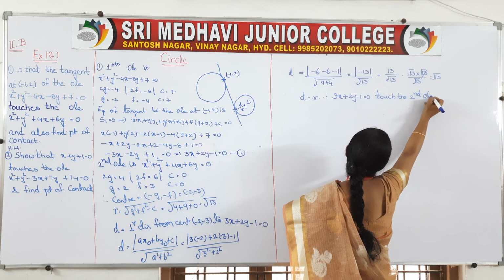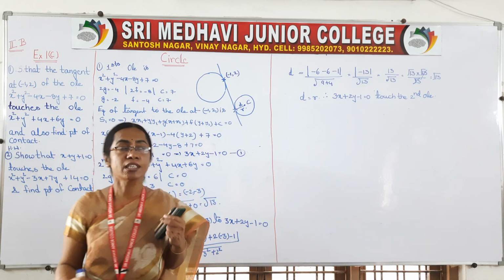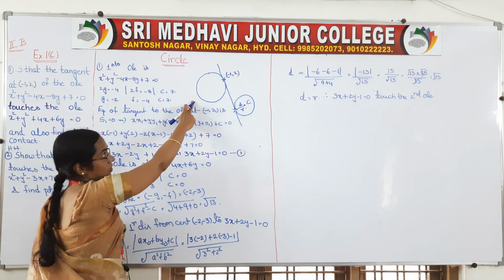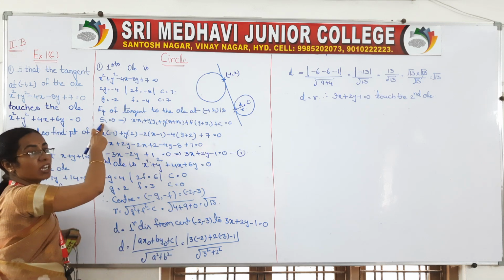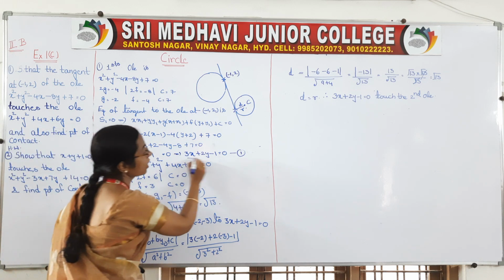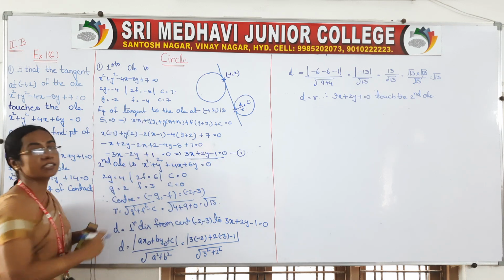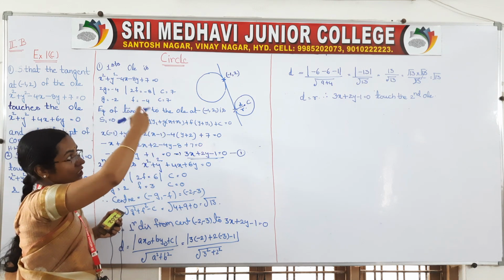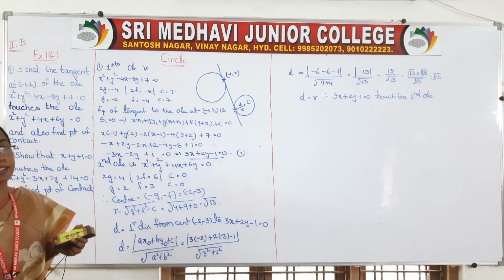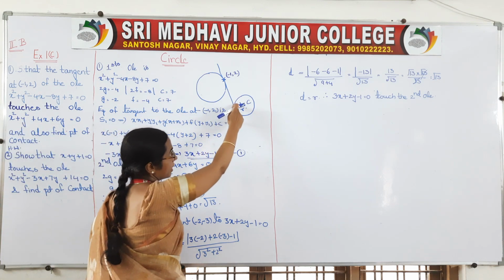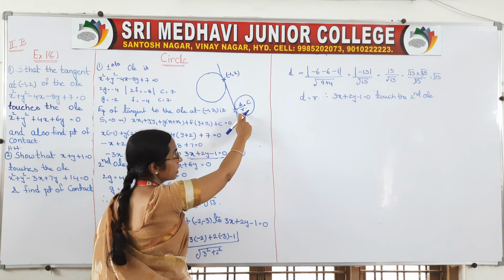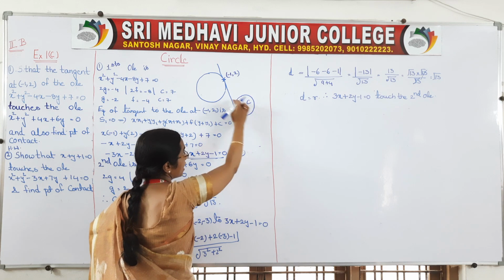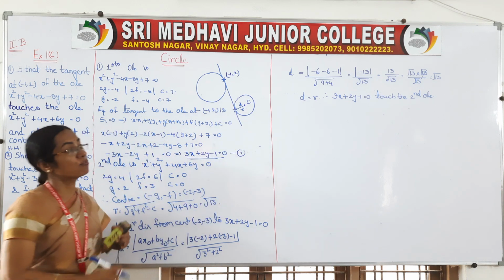We have to prove, to show that the tangent of the first circle touches the second circle. We have taken the tangent to the first circle by taking the formula S1 is equal to 0. We got the tangent of the first circle is this one. Then we have to prove that the tangent to the first circle touches the second circle. For that, the condition is D is equal to R, where R is the radius of the second circle and D is the perpendicular distance from the center to the tangent of the first circle.